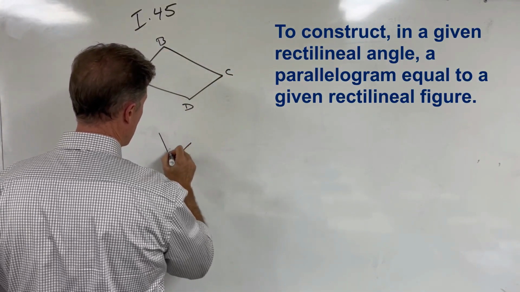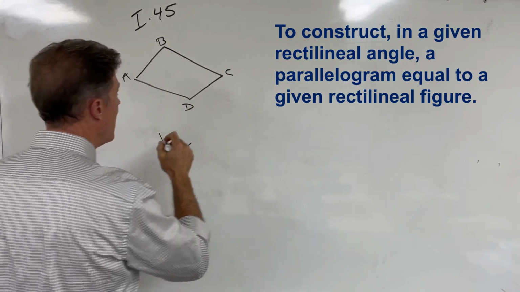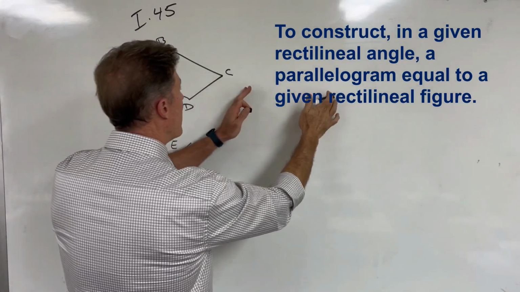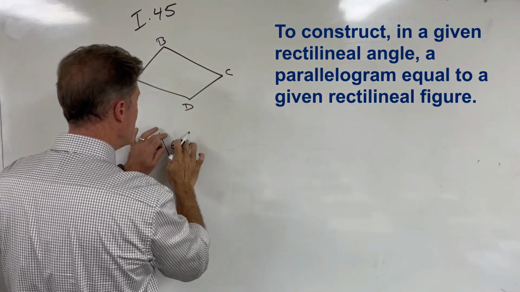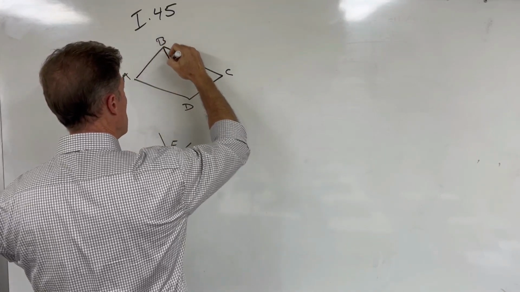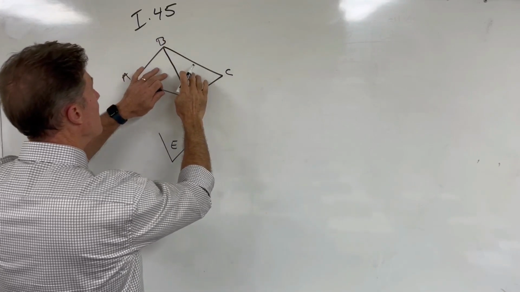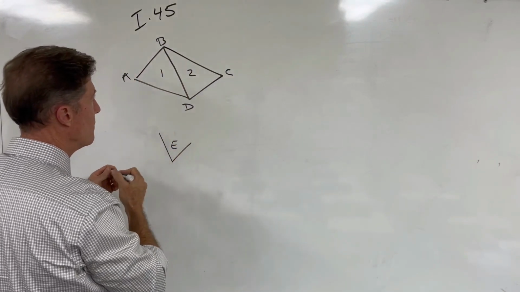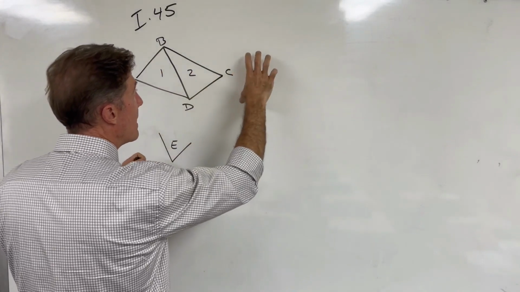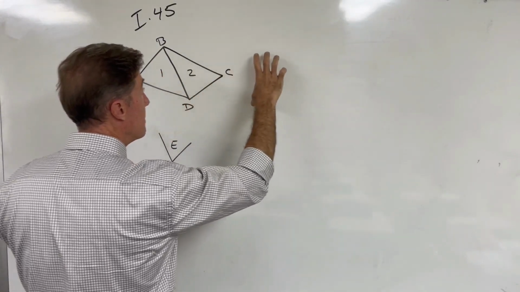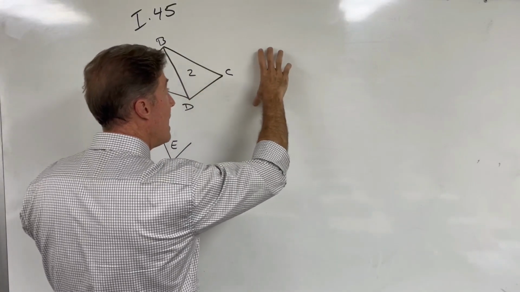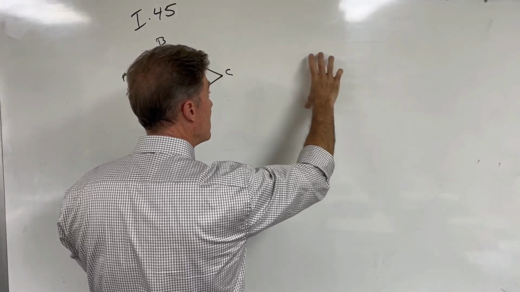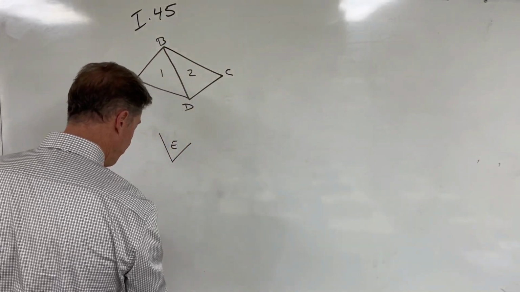And let's have a given angle. We'll call this E. And so what we want to do is make a parallelogram equal to this using this angle. The first thing we can do is connect this and break this rectilineal figure up into two different triangles. We have triangle 1 and triangle 2. And what we're going to do is build a parallelogram equal to triangle 1, and then build a parallelogram equal to triangle 2, and then prove that together they make one continuous parallelogram.